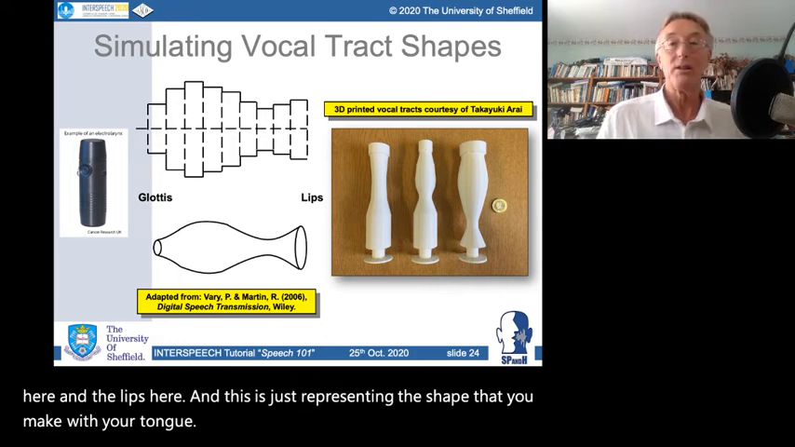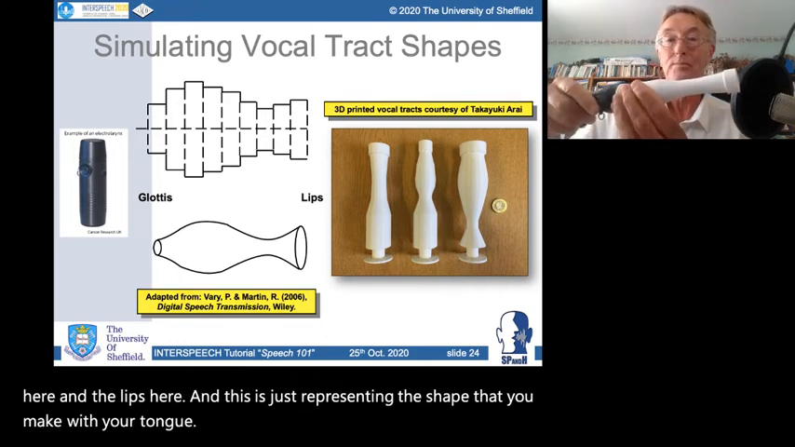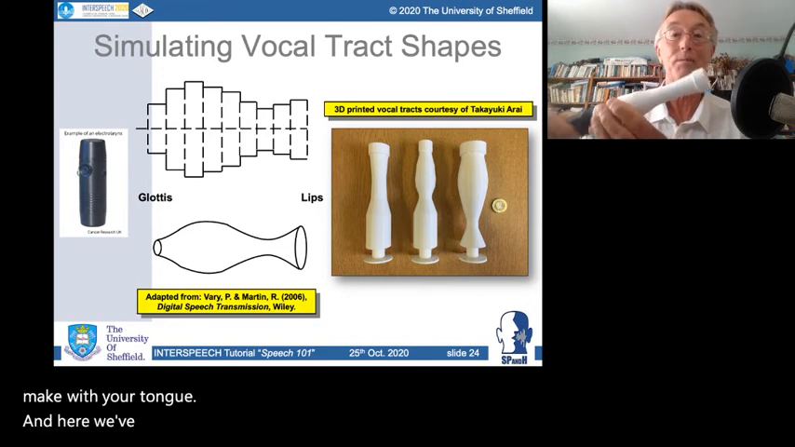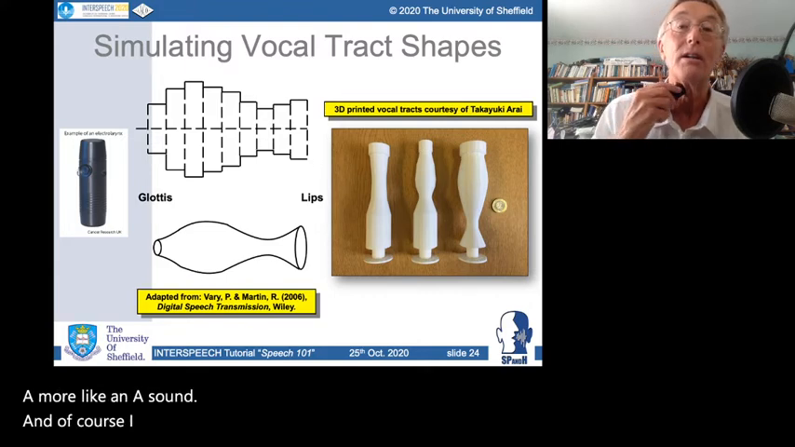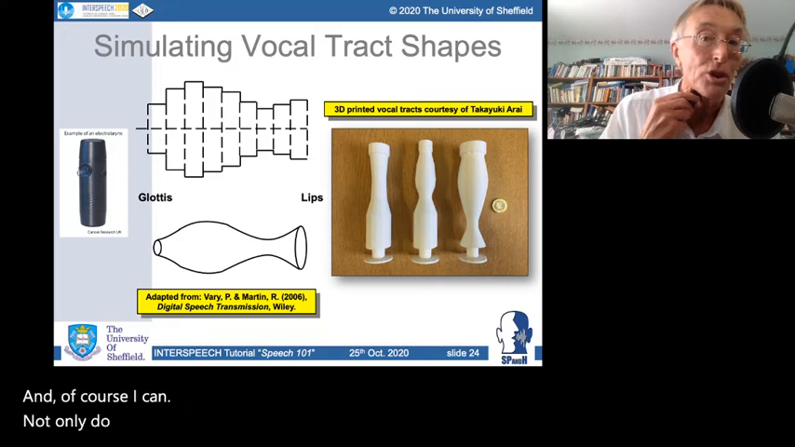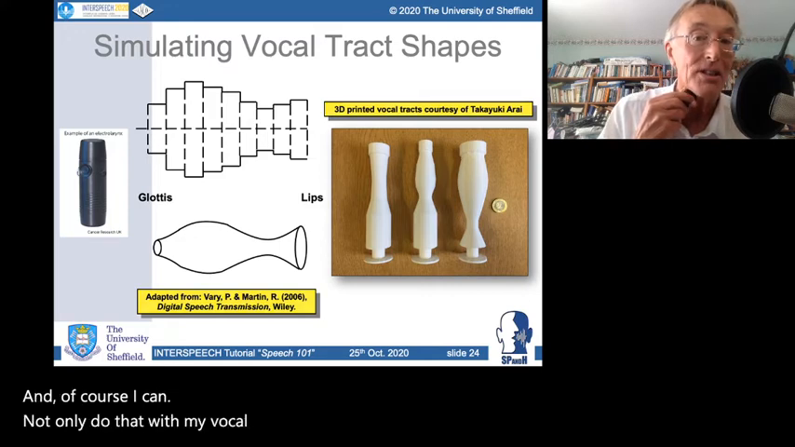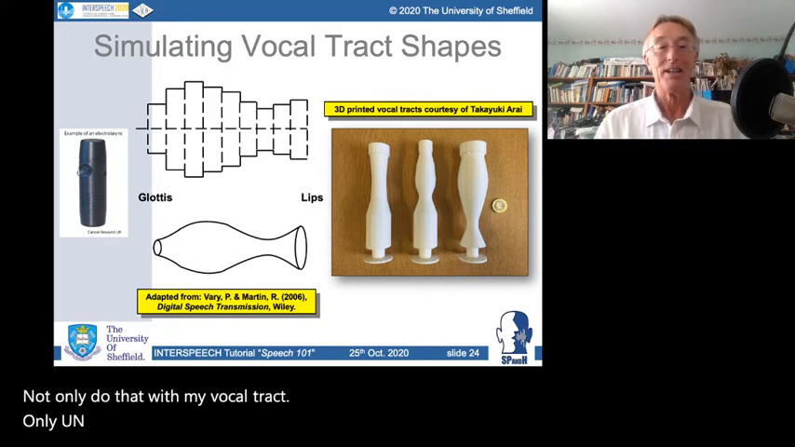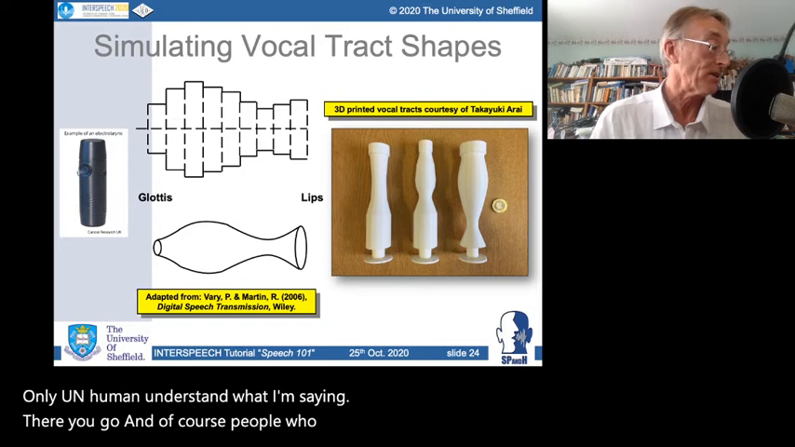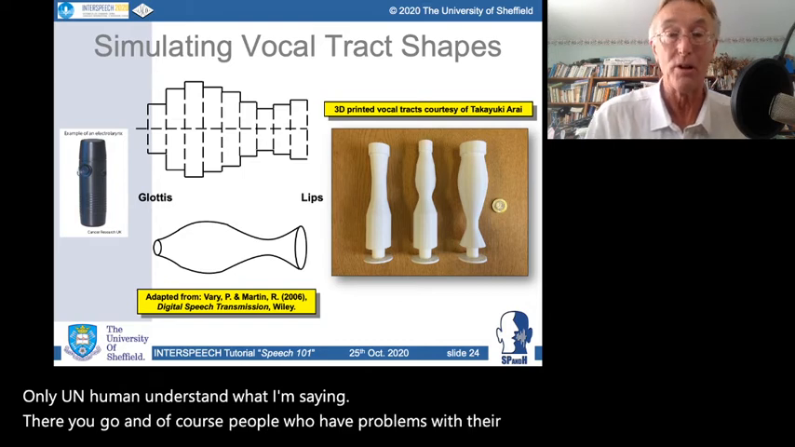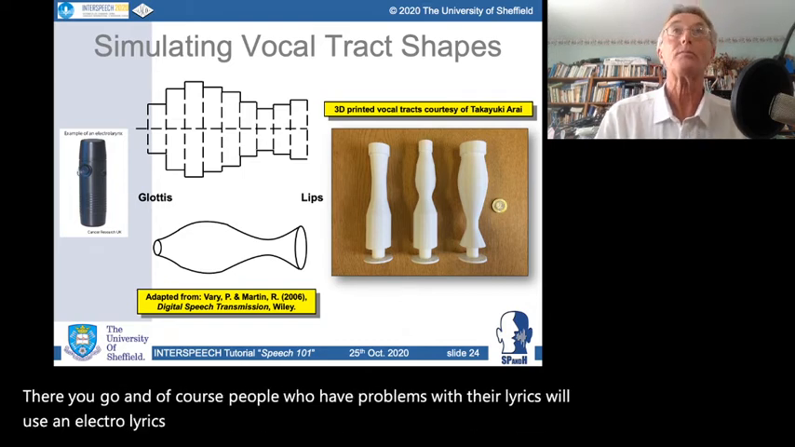And here we've got an air, or an A, more like an A sound. And of course, I can not only do that with my vocal tract, but I can also talk to you, and you can understand what I'm saying. There you go. And of course, people who have problems with their larynx will use an electrolarynx to be able to converse with other people.